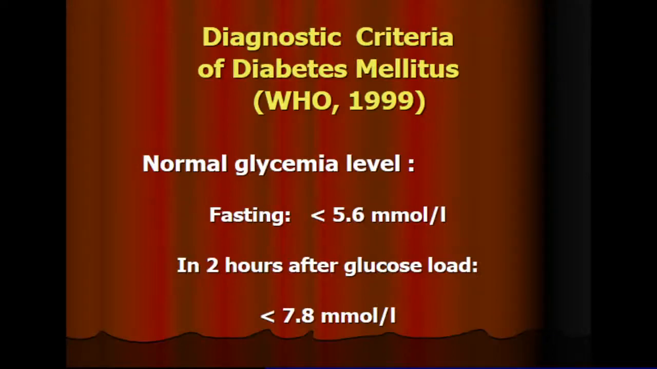I'd like to attract your attention to this information. Diagnostic criteria of diabetes mellitus, World Health Organization, 1999. Normal glycemia level, fasting, is less than 5.6 millimole per liter, and 2 hours after glucose load or after a meal, glycemia will be less than 7.8.